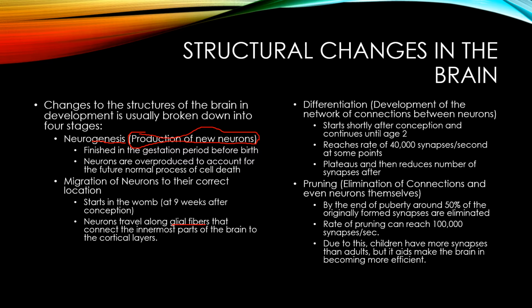The third is differentiation. And it is the development of the network of connections between neurons. This starts shortly after conception and continues until about age 2. And at about the point of 40,000 synapses per second at some point, we really are growing in terms of the number of neurons that we have. And this often ends up plateauing and then reducing the number of synapses after.